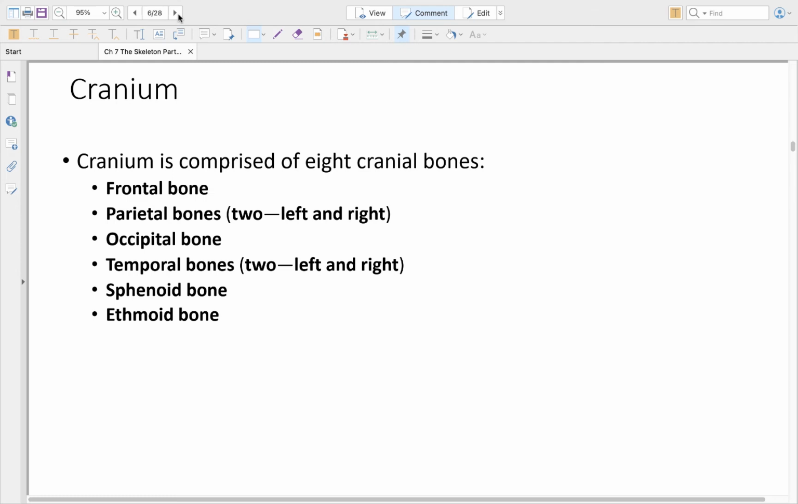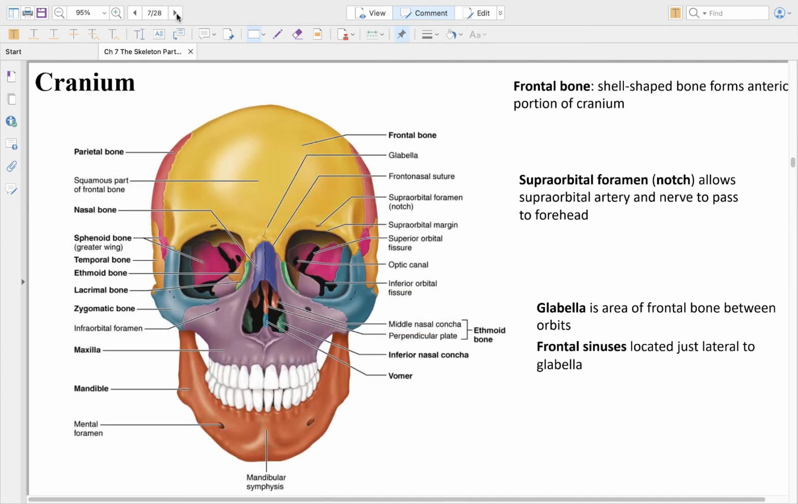All right, now the cranium itself is 8 bones, and I'm going to show them to you, but I'm going to quickly list them off. The frontal bone, the parietal, which you have 2 of, the occipital, temporal, sphenoid, and ethmoid bone. Okay, so let's take a look at what they look like.